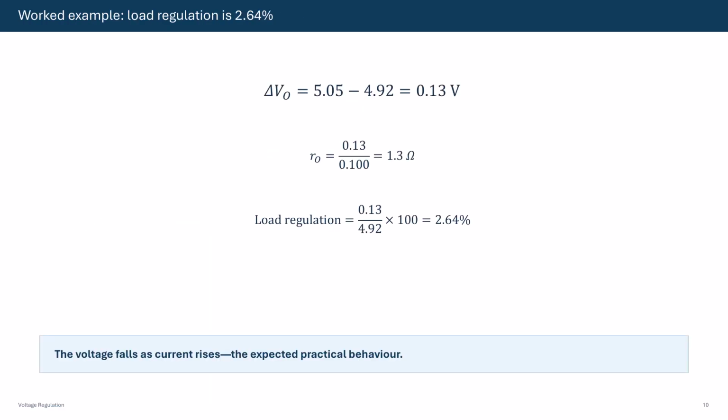At no load the supply gives 5.05 volts, and at 100 mA it gives 4.92 volts. The output change is 0.13 volt. Dividing by 0.100 ampere gives an effective output resistance of 1.3 ohms. Dividing the same voltage change by the full load voltage and multiplying by 100 gives 2.64%.